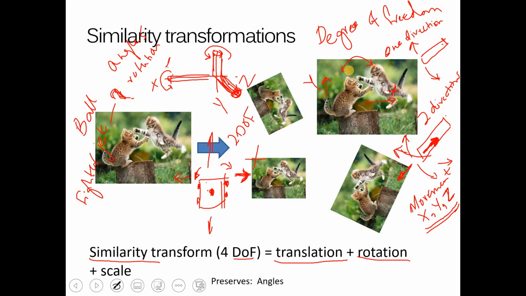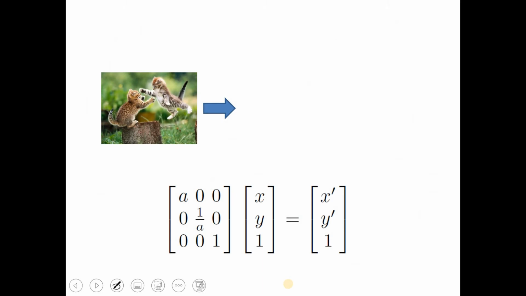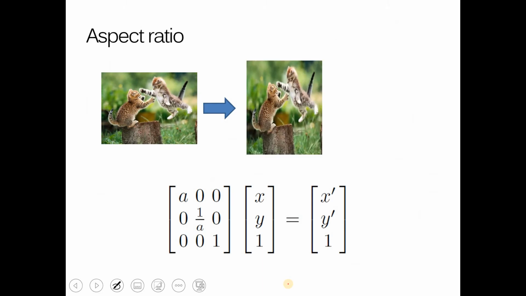One important thing is that these 3 together are called similarity transforms. Any type of similarity transform preserves angles. So what does it mean, preserving angle? It will be clear when we go to the next topic. Okay. So this is one example.